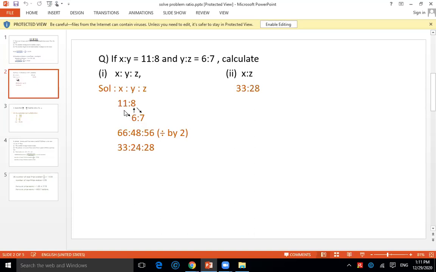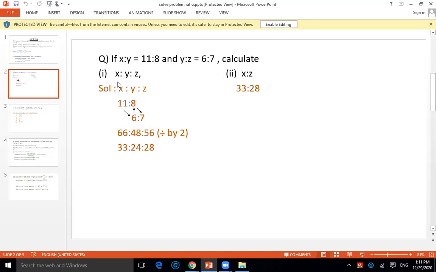ये जो रेशियो एरोज हैं हमेशा ऐसे ही रहेंगे. Then 6 8 से होगा 48 और 8 into 7 56. ये हमारे पास तीन रेशियोज आ गए. Now ये तीनों 2 से डिवाइड हो रहे हैं, so we will divide these three numbers by 2. So we will get the simplified form of these ratios.